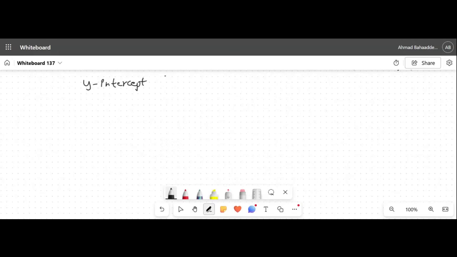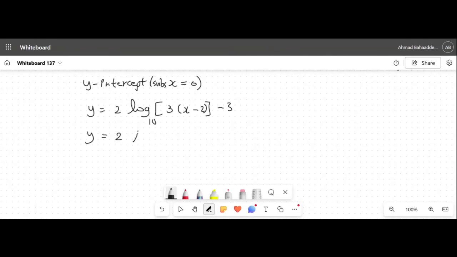for the y-intercept, we substitute x equals 0. The function we had was y equals 2 logarithm of (3x minus 2) for the base 10, and minus 3. So now I'm going to substitute x equals 0 in this function, guys. When I do that, I will see that y is equal to 2 logarithm of (3 times 0 minus 2), bracket, for the base 10, and there is minus 3 in here.